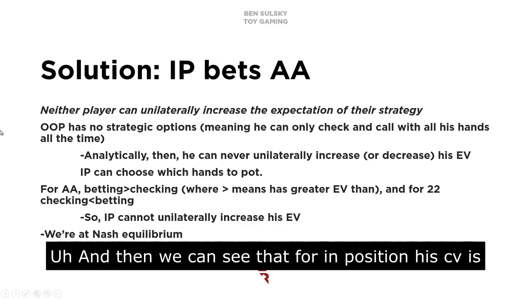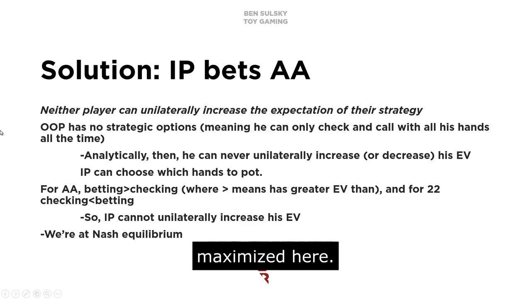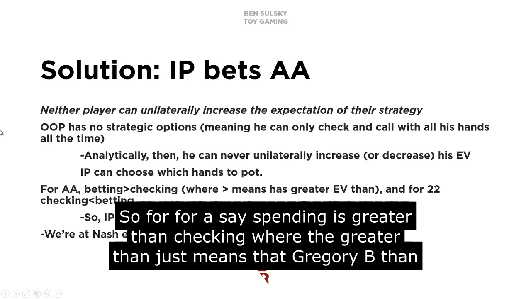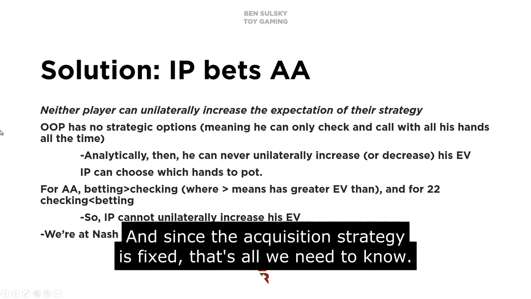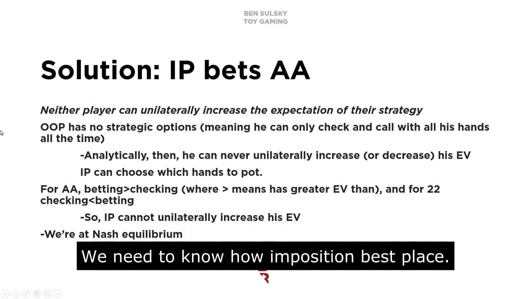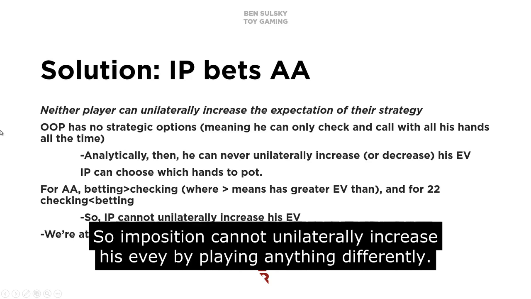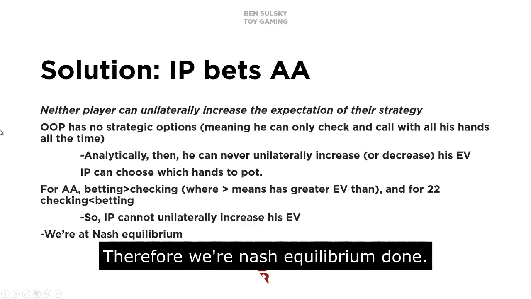And then we can see that for in position, his EV is maximized here. So for ace-ace, betting is greater than checking, where the greater than just means has greater EV than, and for deuce-deuce, checking is less than betting. And since out of position strategy is fixed, that's all we need to know. We just need to know how in position best plays. So in position cannot unilaterally increase his EV by playing anything differently. Therefore, we're at Nash equilibrium.